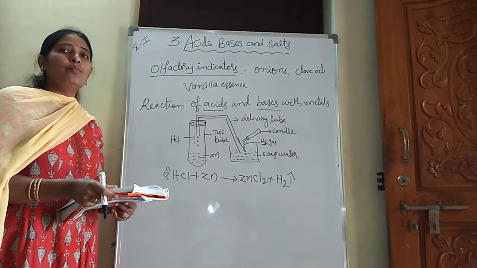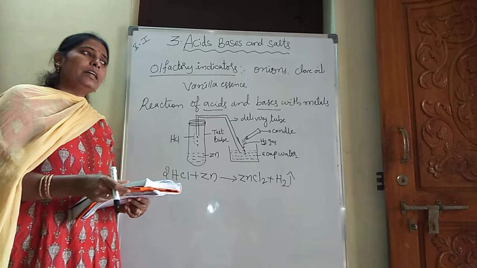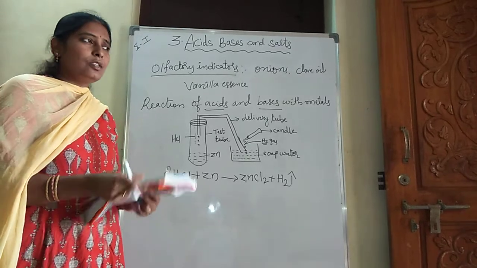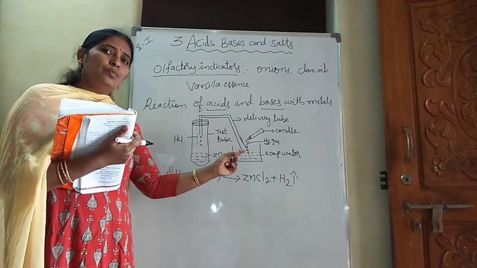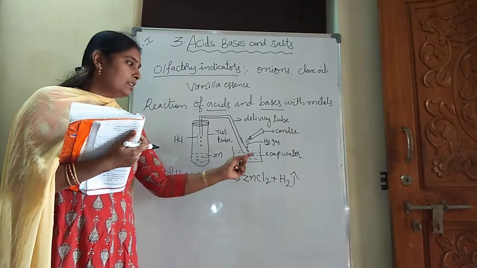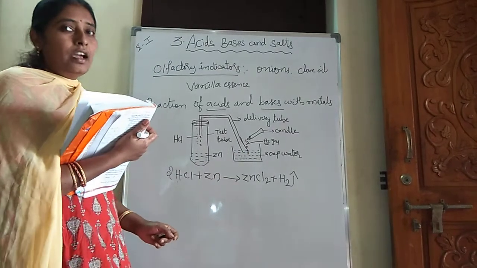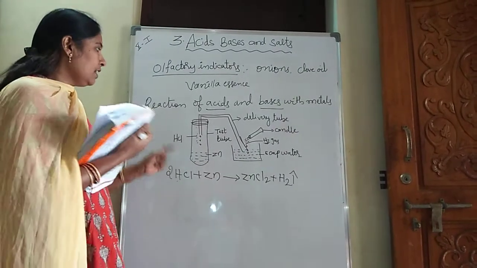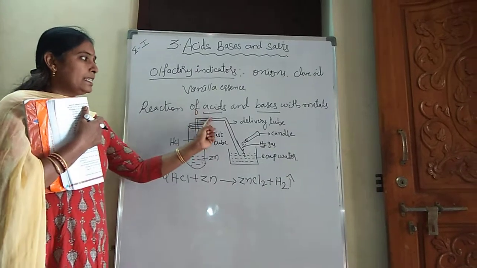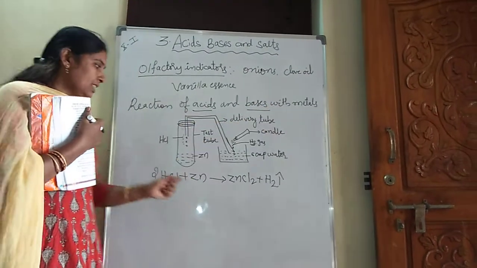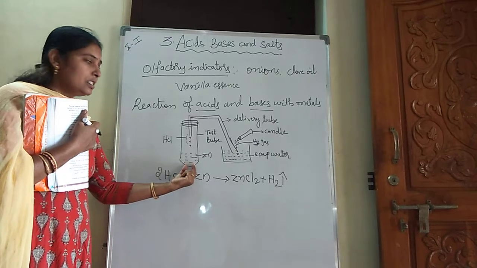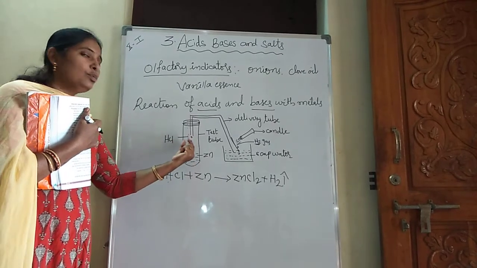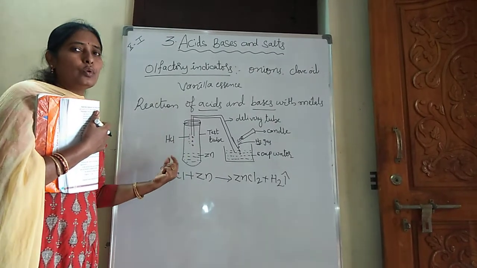The confirmation test is important for your 1 mark, and sometimes it will be asked in the blanks also. If a burning candle or matchstick is put off with a pop sound, then the colorless gas is identified as hydrogen gas. Once again I am repeating, reaction of acids and bases with metals. Take a test tube and add a few zinc granules. To those granules, add 2 to 3 drops of hydrochloric acid.